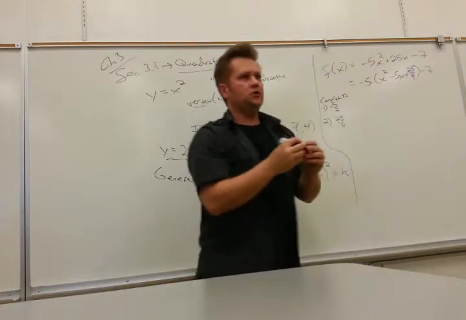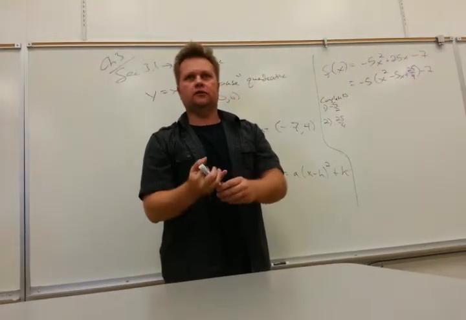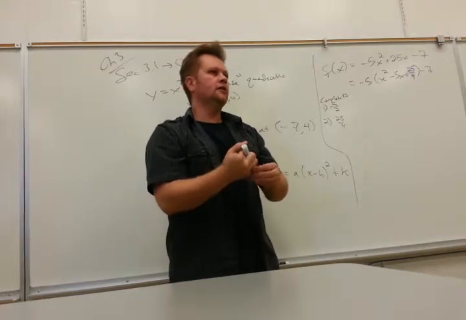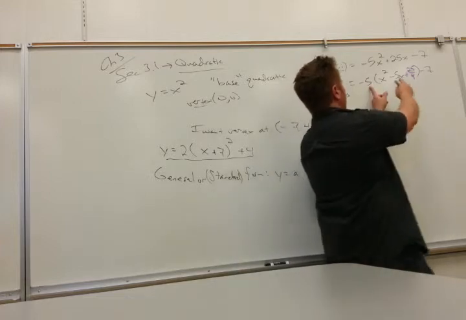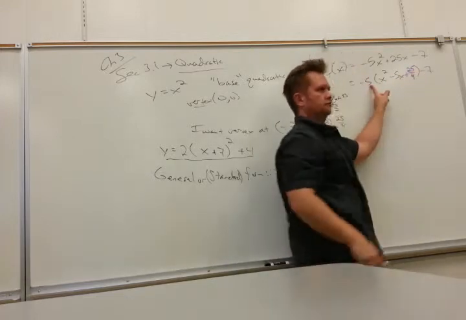I did not just add 25 over 4. No, it's times negative 5. I multiplied by negative 5. I subtracted 5 times that just now. That's what I just did.